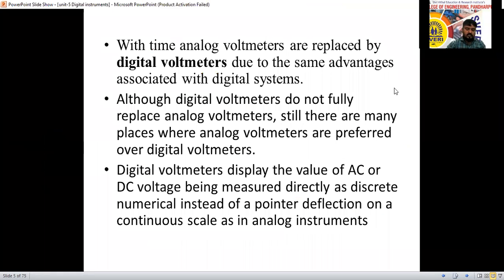So with time, analog meters are replaced by digital voltmeters. Now the technology is improving day by day. So as the technology improves, the analogs are being replaced by digital.